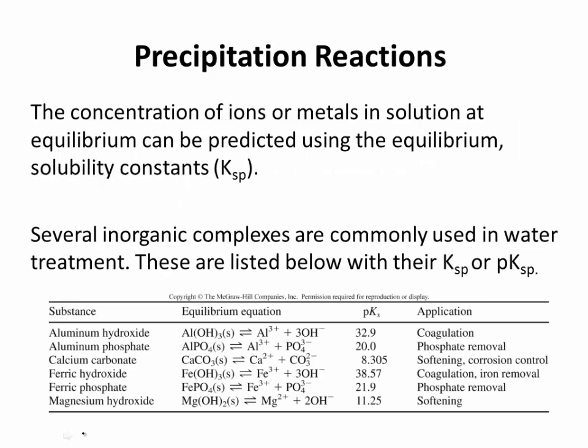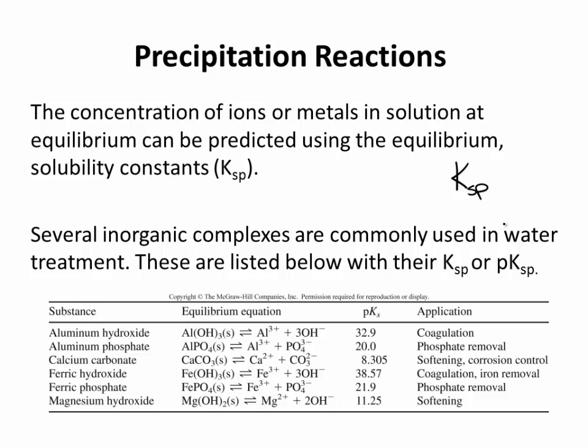The most common precipitative reactions that are used in water treatment can be found in this table in your book. Aluminum phosphate, calcium carbonate, ferric hydroxide, ferric phosphate, and magnesium hydroxide. These are used for various applications which we will cover throughout the semester. Now, an equilibrium constant is always denoted by big K. But sometimes there's a subscript next to the equilibrium constant which denotes what type of reaction is being discussed.